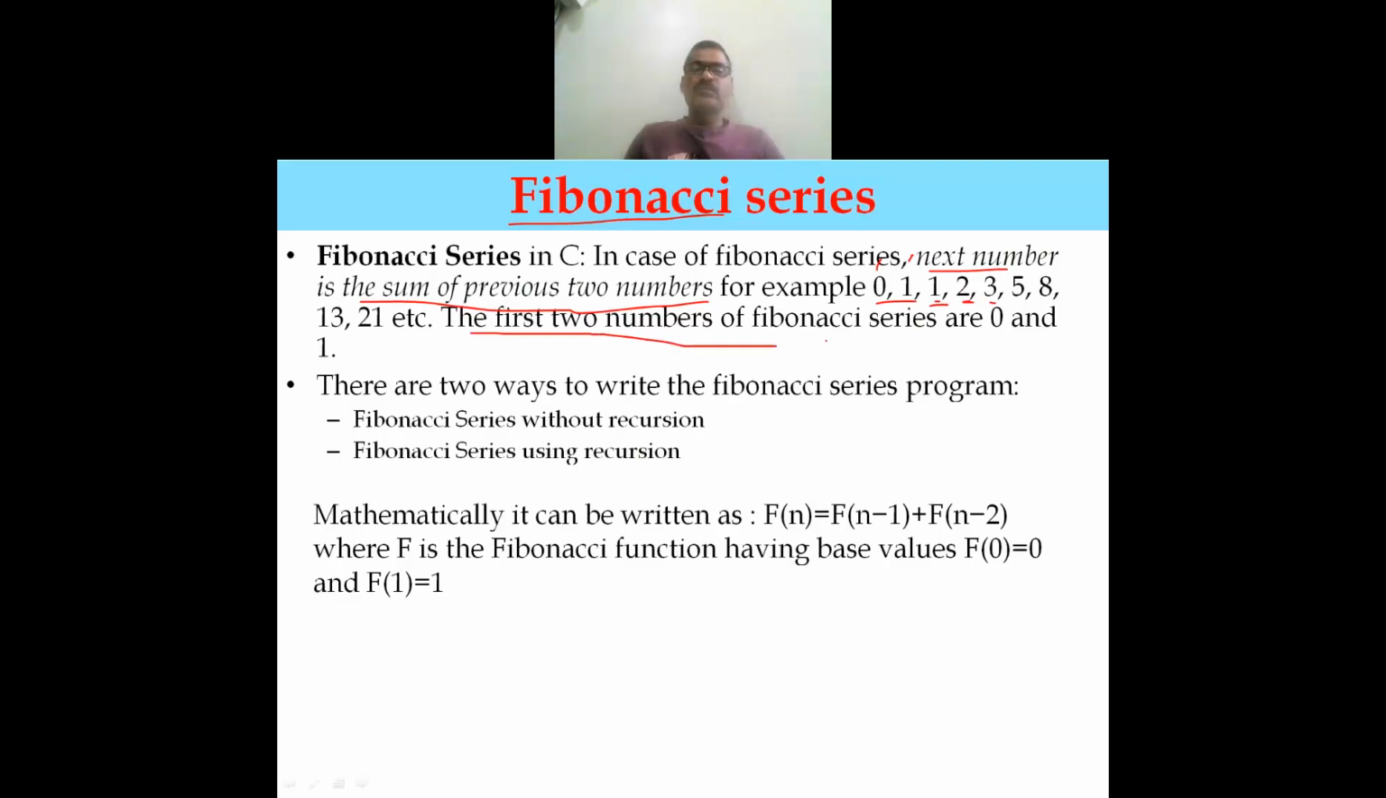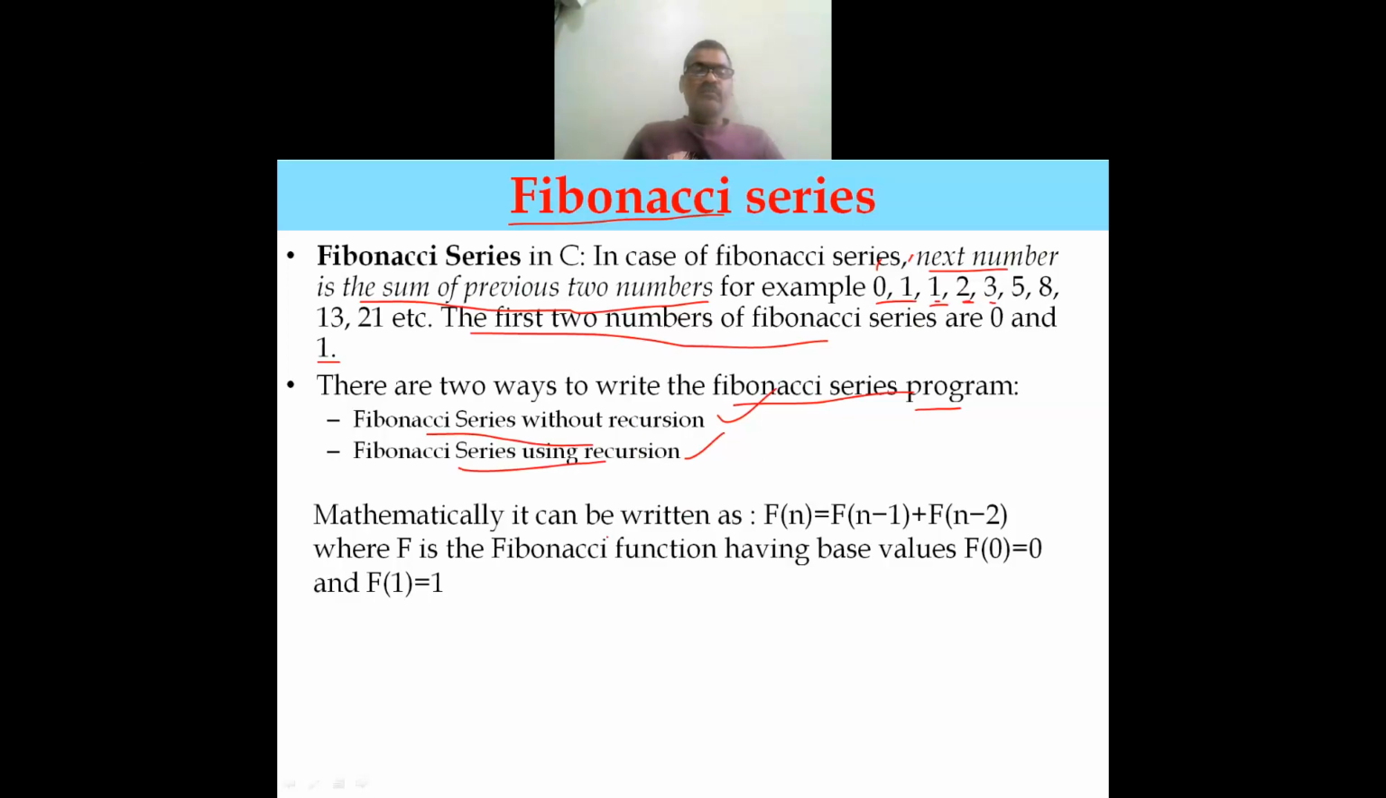So the first two terms of the Fibonacci series are assumed to be 0 and 1, and we will go on generating the series. There are two ways to write the program, or implementation, of this Fibonacci series through a C program. Without recursion, we can write the solution for the Fibonacci series, and using recursion also we can develop the solution for the Fibonacci series.